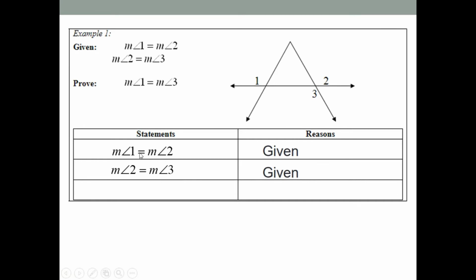So now we've established that angle 1 is congruent to angle 2, and that angle 3 is congruent to angle 2. So how can we end up with angle 1 and angle 3 being equal? Well, when two things are both equal to the same thing, they have to be equal to each other, and that is the transitive property. This is a really simple one, and there's only one step you really need to justify, but it is a good example of that.